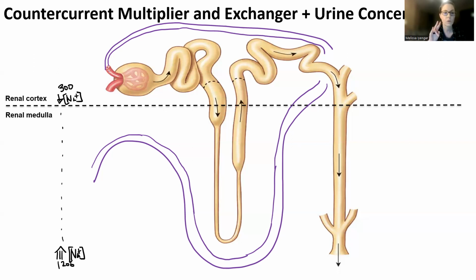So I need two things. One, I need the nephron loop, and two, I need the vasa recta. The nephron loop is going to be the countercurrent multiplier. It's a countercurrent multiplier because it's going to multiply this number here to get it all the way to that number. Then I also need the vasa recta. This is my vasa recta. The vasa recta is going to be the countercurrent exchanger. Basically, you're going to exchange solutes back and forth with blood without changing that gradient right there.